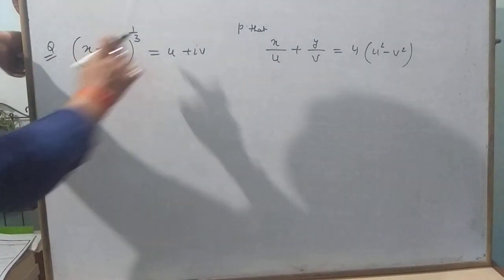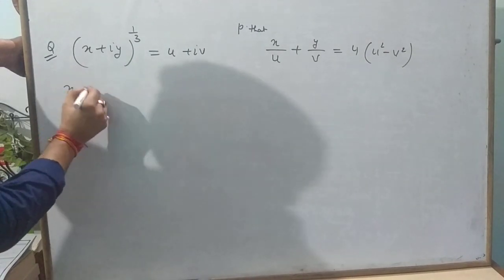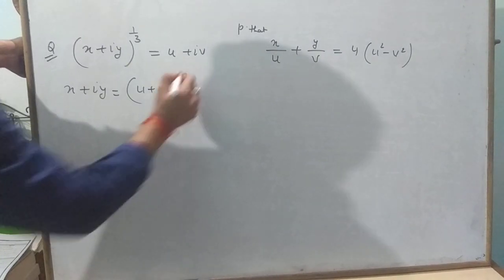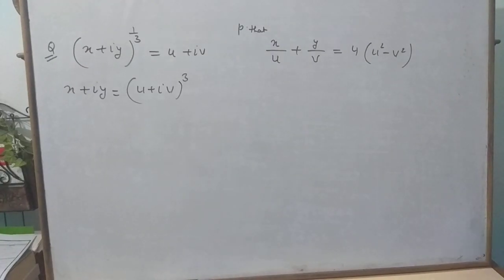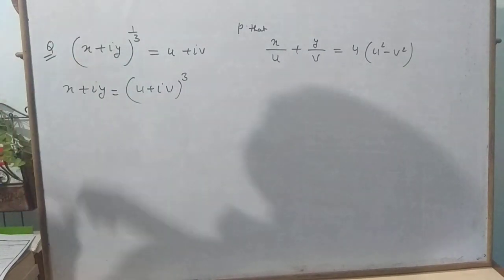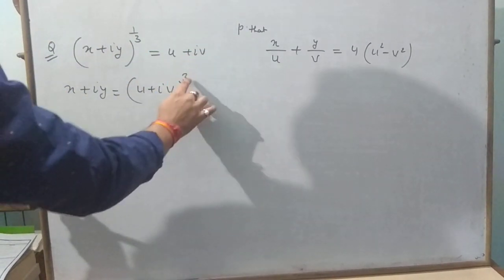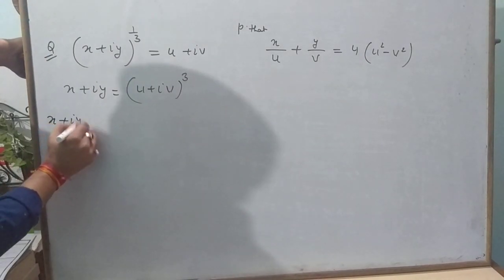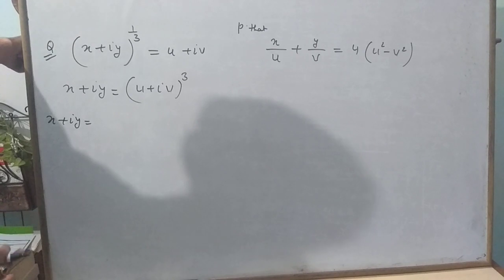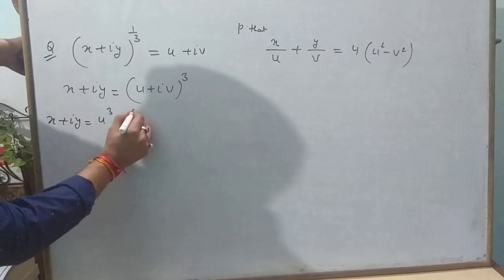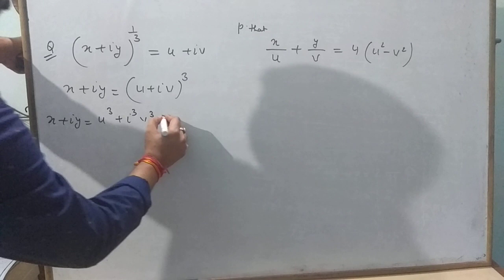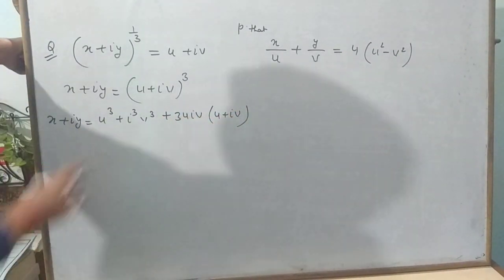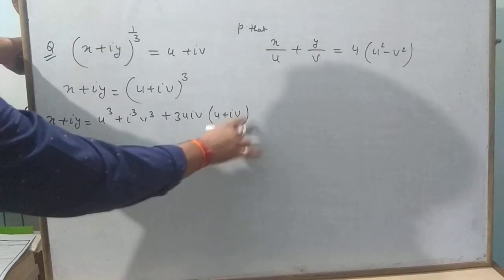So first of all, you will see this power 1/3 is given. We will shift it this side: x + iy = (u + iv)^3. Since we cannot expand 1/3, when 1/3 is shifted this side, the power becomes 3. Now x + iy as it is, and we open (a + b)^3. It becomes u³ + i³v³ + 3uiv(u + iv), like a³ + b³ + 3ab(a + b).